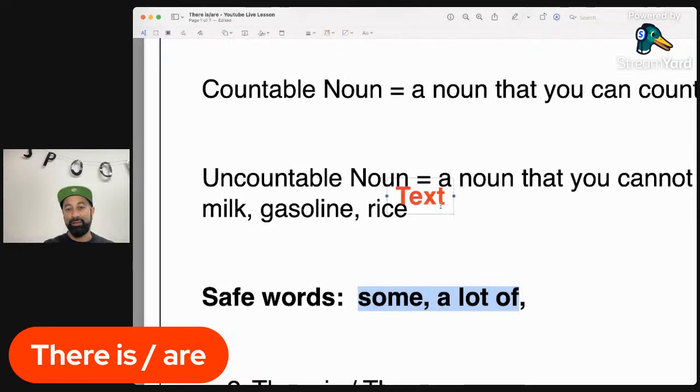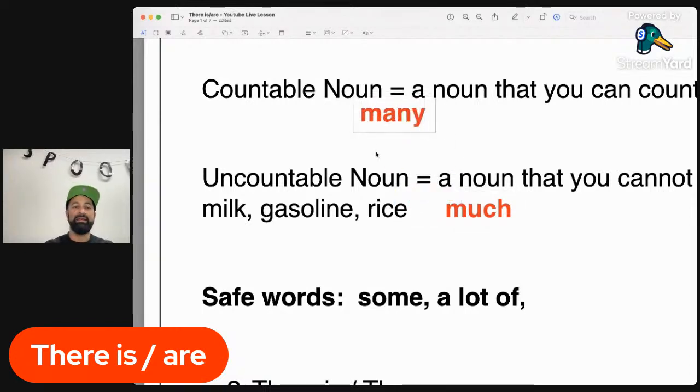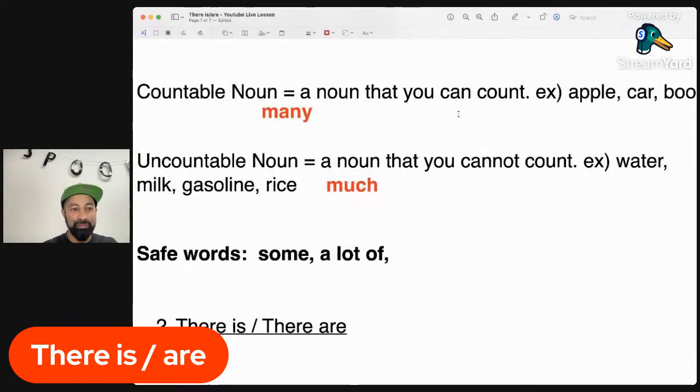For example, if I want to say the word much, much is only used with an uncountable noun. And the opposite, many. Many is only used with countable. We separate these words. So you cannot say, I have much apples. That is incorrect. I have many apples. I cannot say I have many water. I have many latte. No, that's incorrect. I cannot say that.